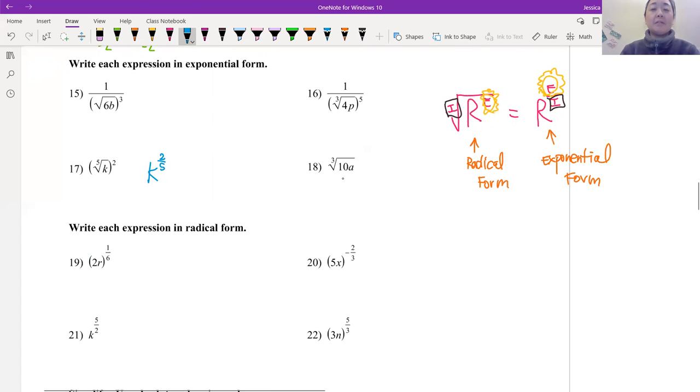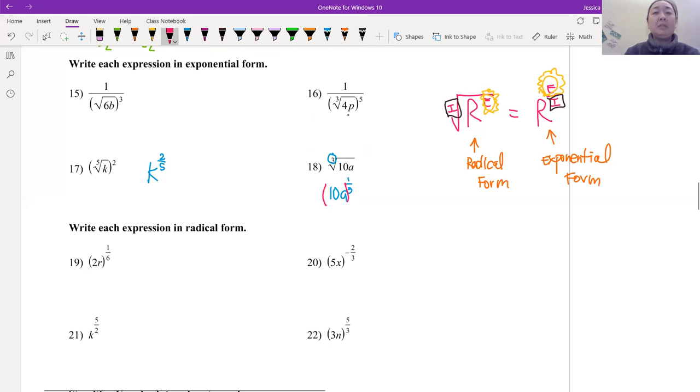If you take a look at 18, we have 10a, that's the inside. And notice there's no exponent, which means it's an exponent of 1, so 1 over 3, because our index is 3. Now, if you left it like this, it would be wrong, because literally what this means is 10 times the cube root of a. Notice that the cube root only goes to the a and not to the 10. So how do we make it include the 10? You've got to put parentheses, so that the 10 is included as well, because that's supposed to all go inside the radical. So there we go.